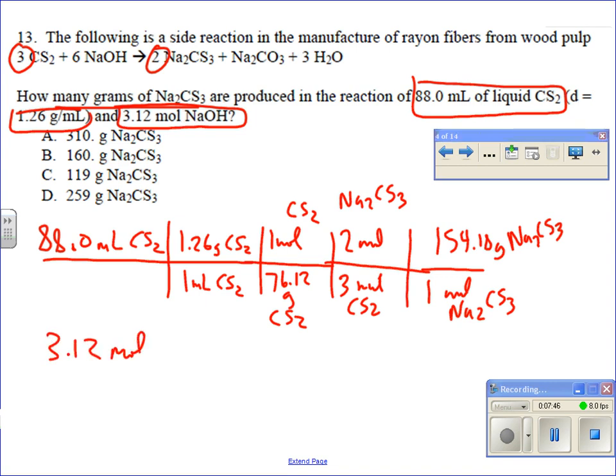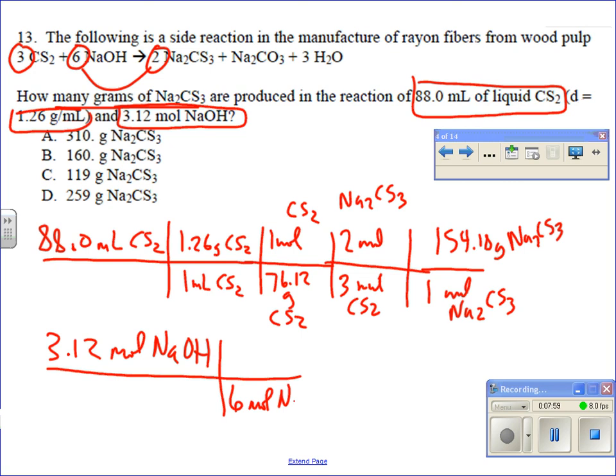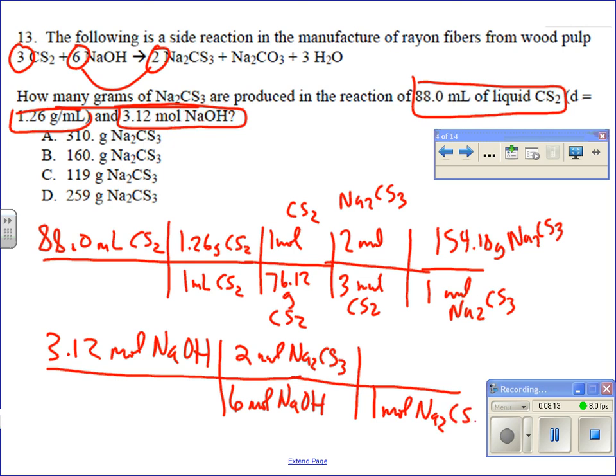And the second grid is taking 3.12 moles of NaOH. And then what do I have to do? Well, I have moles, so I go right to the mole ratio, so I'm starting at a different place. 6:2 ratio. So I say 6 moles of NaOH is equal to 2 moles of Na2CS3. Then I tack on the molar mass. 1 mole of Na2CS3 is equal to 154.10 grams of Na2CS3.